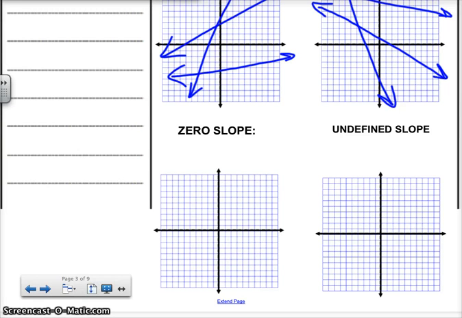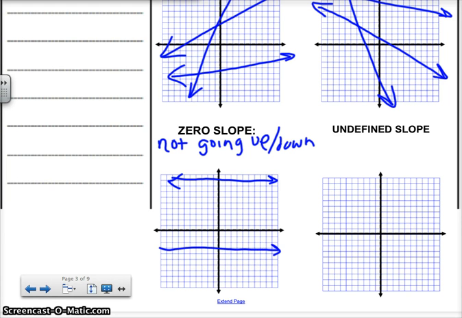Zero slope means you're not going up or down. So you're just walking a straight line. If you're not going up or down, you're going straight. Okay, so that would look like this. Anywhere you want. Anything that's straight across, not straight up and down. Straight across, you're not going up or down.